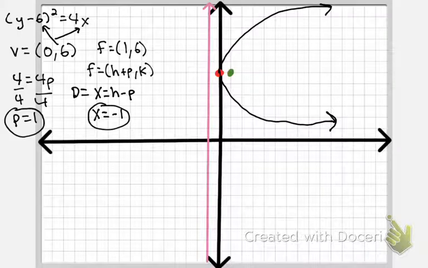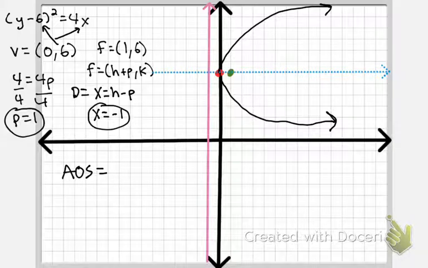Alright, last, my axis of symmetry. Remember, it splits the parabola in half. So that blue dashed line is my axis of symmetry. So that means my axis of symmetry will be y equals 6. Okay? Remember, you can pause this at any moment, go back and look and get everything down.